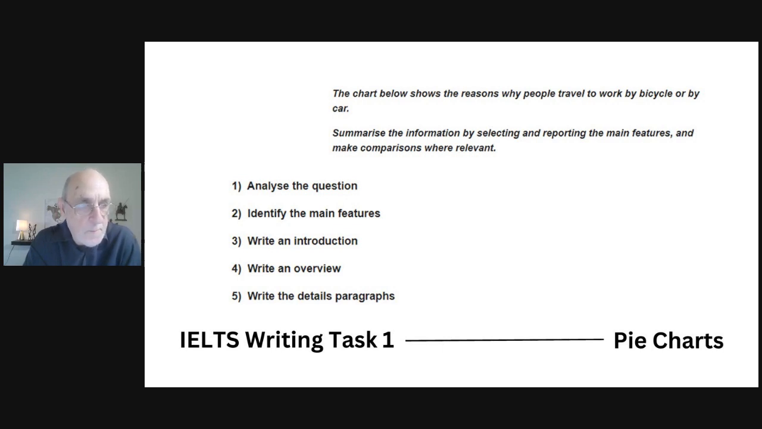And when it comes to a quick overview of what you'll be doing and trying to achieve in Task 1, you will begin with looking at the question to make sure you're clear on what the graph or pie chart is about. You'll be identifying the main features. You'll write an introduction. You'll write an overview of the pie charts. And then you'll write detailed paragraphs about the pie chart. So this is what's going to happen as we go through this lesson. I'm going to take you step by step through each part of this strategy and make sure that you are accomplishing the task that you need to do.